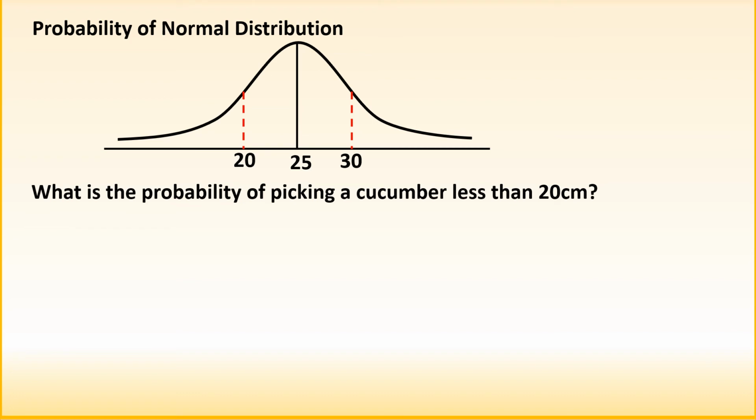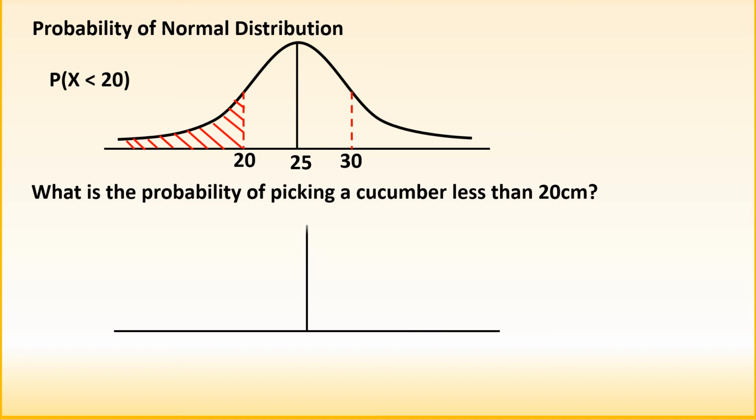And the question is, what is the probability of picking a cucumber less than 20 centimeters? So, ito yung 20 centimeters natin. So, less than, ibig sabihin, ang shade natin yung left side. Then, if you're going to write that in mathematical symbol, that is probability of random variable x is less than 20. Let's have another example.